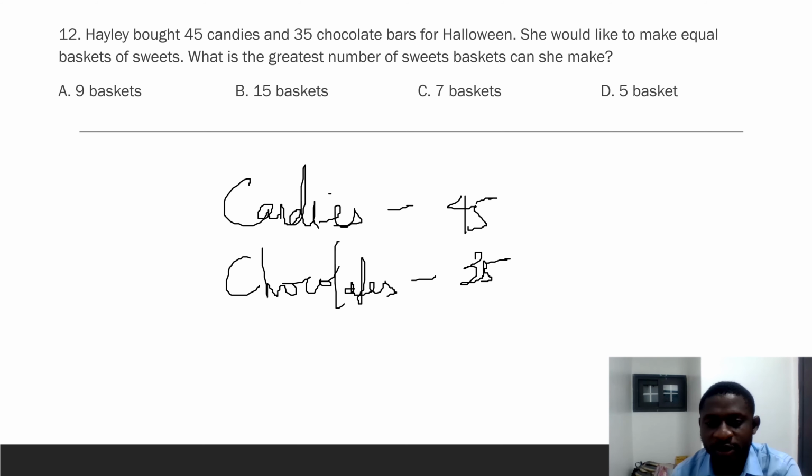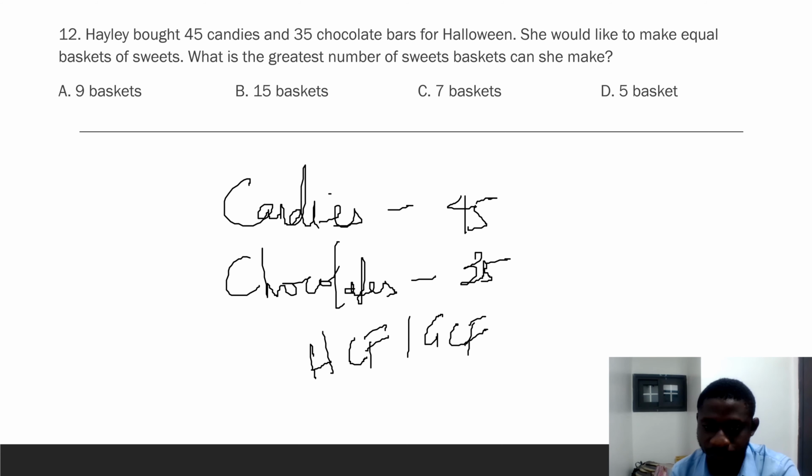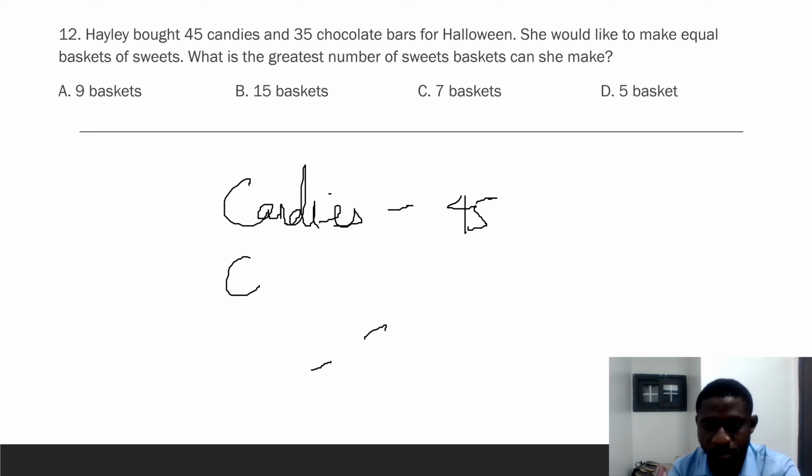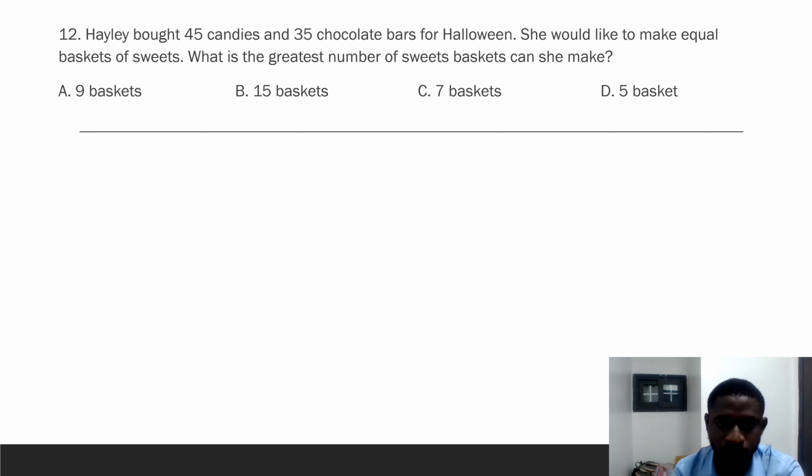Alright, so we are looking for the greatest number of baskets she can make. Now I've always told you that when the question is asking you for the greatest number, what it's trying to give you a clue on is to use the highest common factor or the greatest common factor. So now a quick one. Let us find out the factors of 45 and the factors of 35. So factors of 45, what are they? We have 1 and 45 itself.